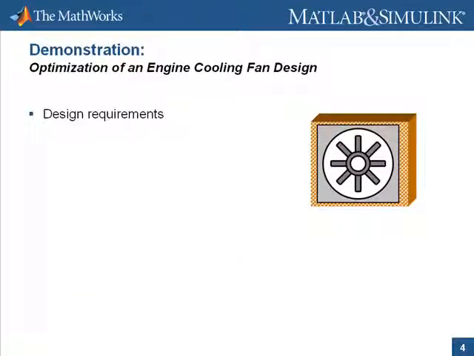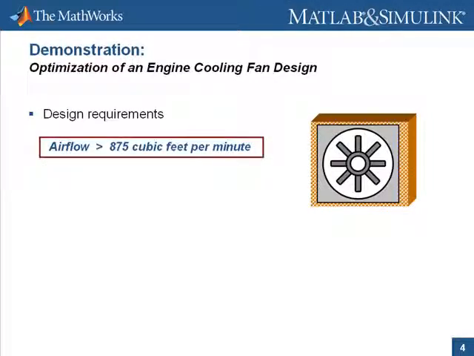Now this is an optimization problem. If we break it down to the core of the problem, we see that it has a design requirement. This is the criteria they would like to reach, which is that we want this fan to output at least 875 cubic feet per minute. We'll see in a moment that the current fan does not meet this criteria, so that's why we have this problem.